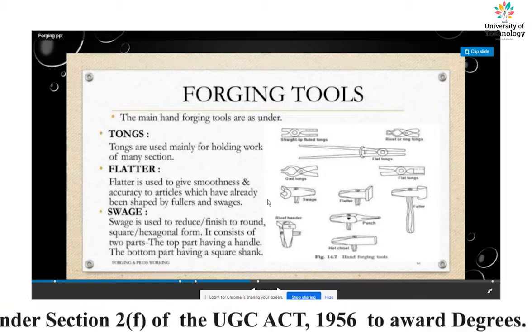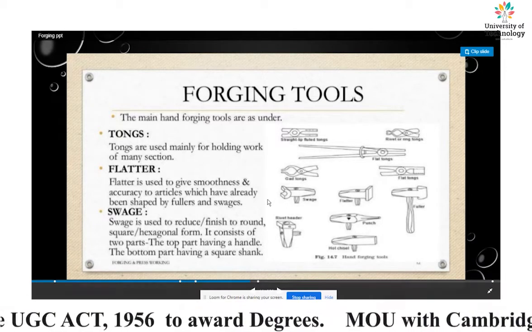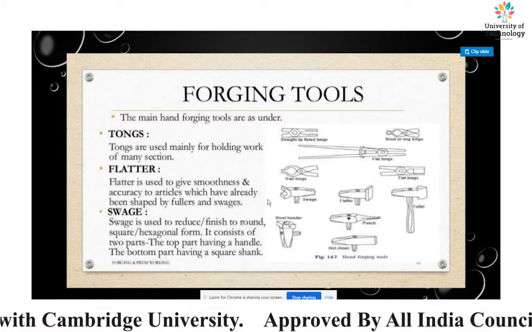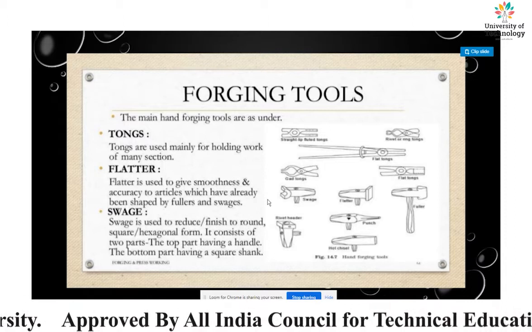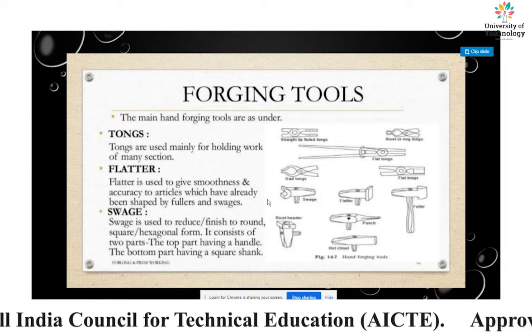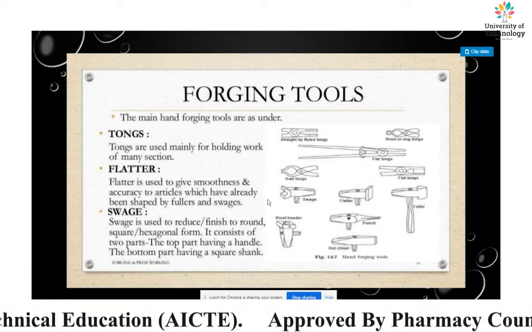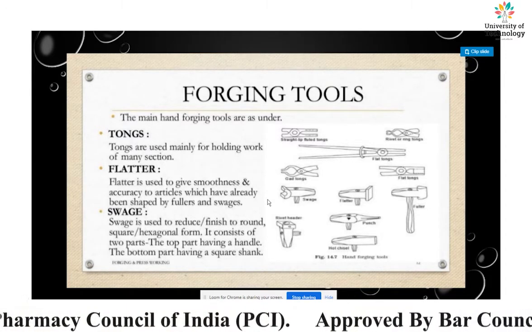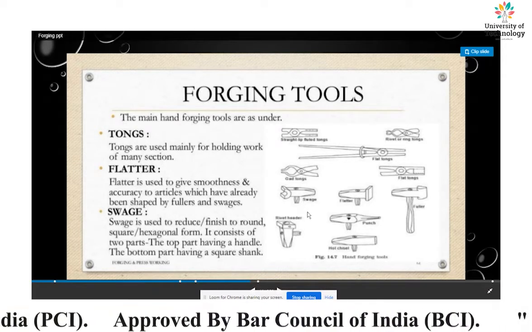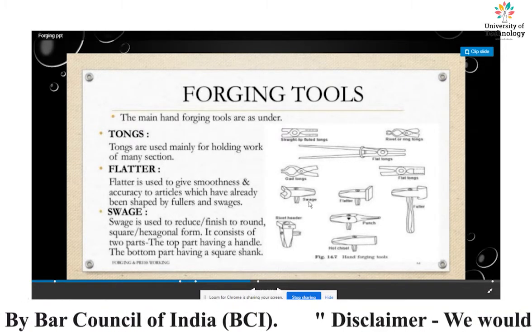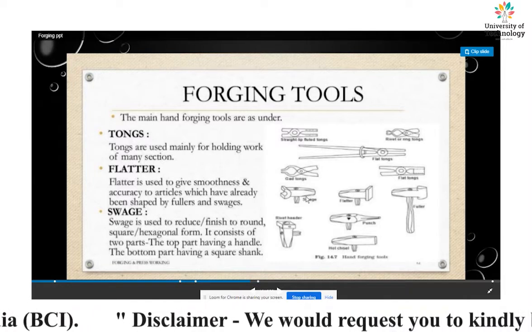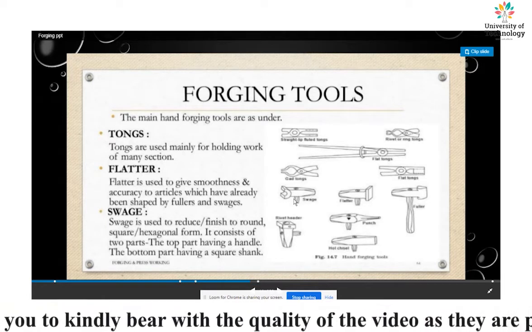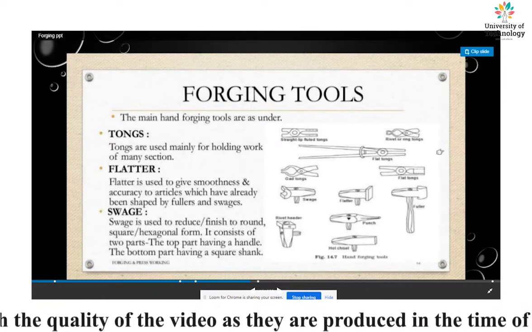And next one, swage. Swage is a forging tool. Swage is used to reduce and finish work to round, square, hexagonal form. It consists of two parts, the top part having a handle and the bottom part having a square shank. Here is a figure of swages, the top part having a handle and the bottom part having a square shank like this figure.